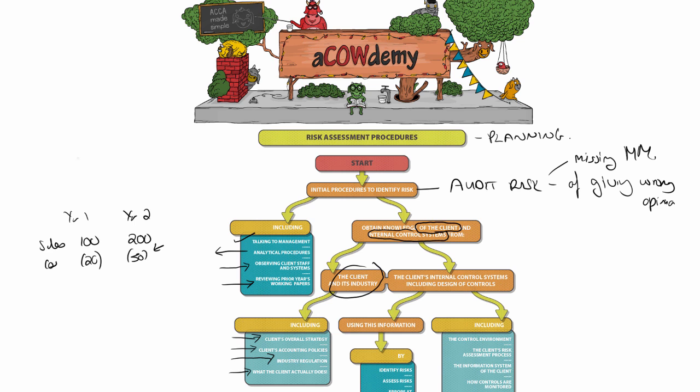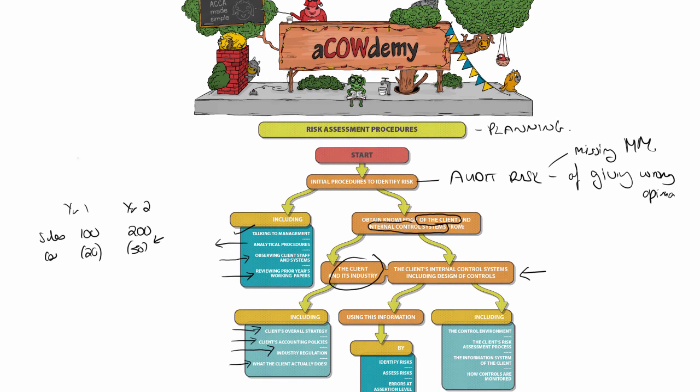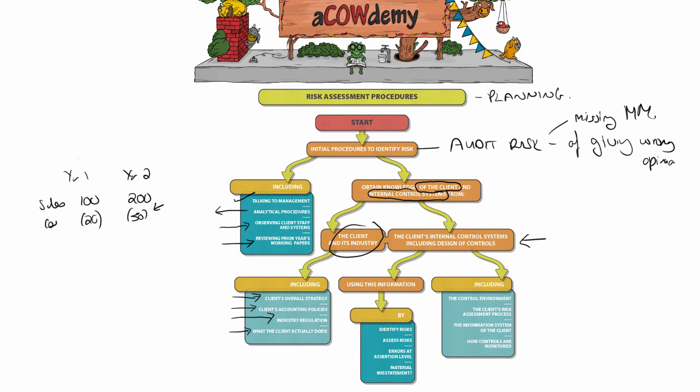So we said also have a look at the internal controls. So this is what this is saying here. Have a look at the design of the internal controls. Make sure they're working. Make sure they're good. How do we do it? By looking at their control environment. There's actually 5 things there, but that'll be for another class at some stage.